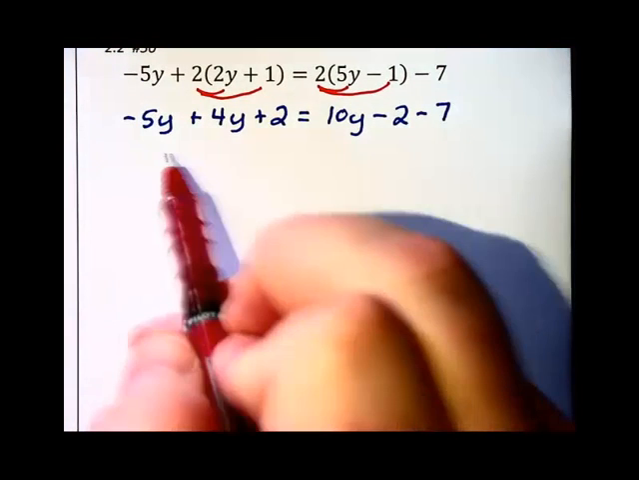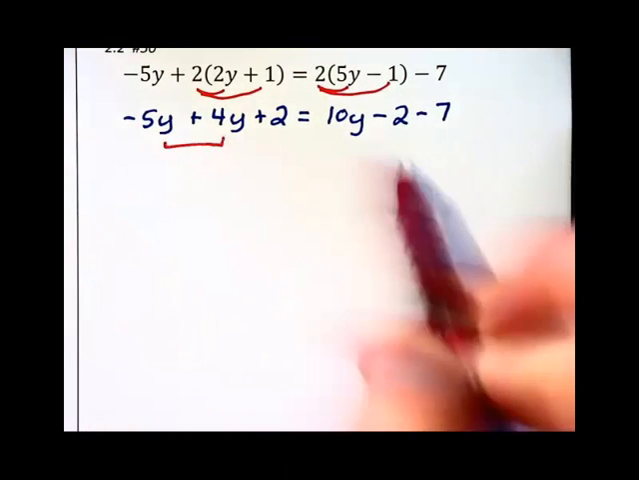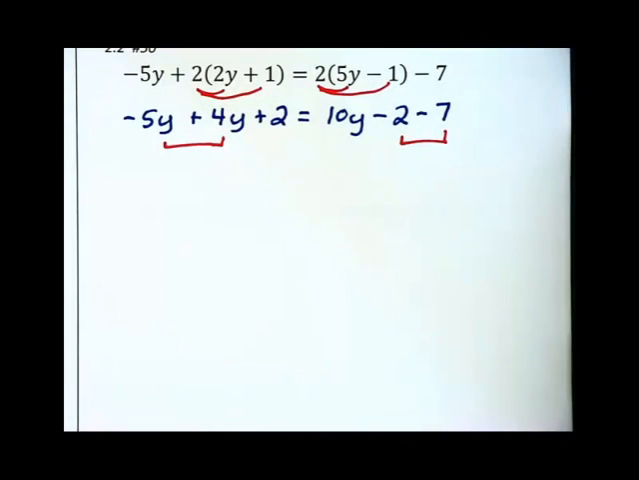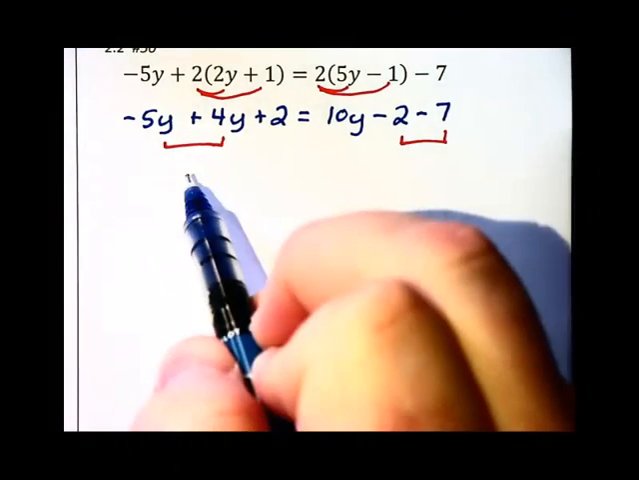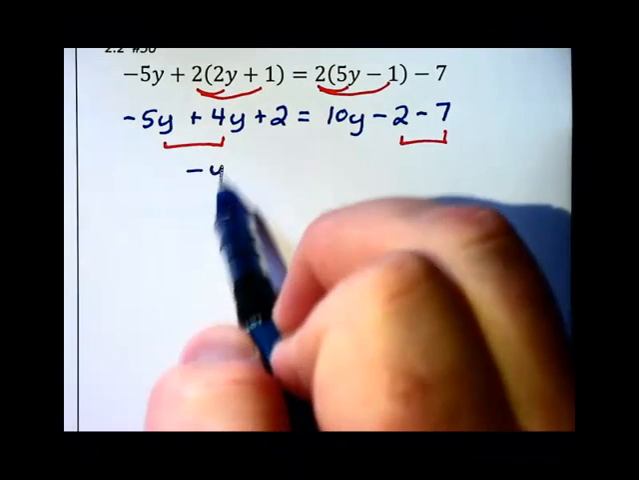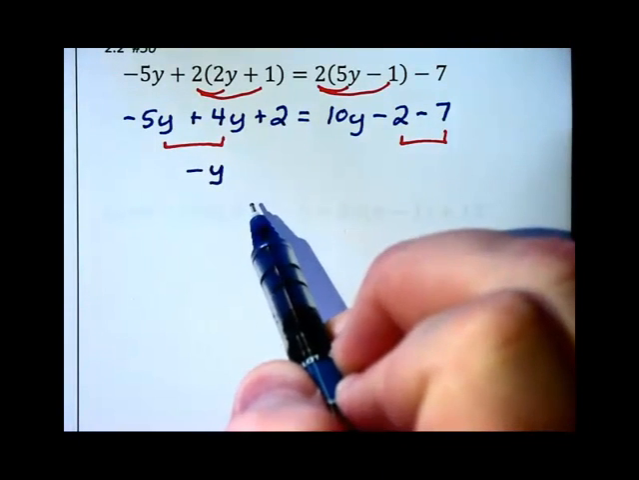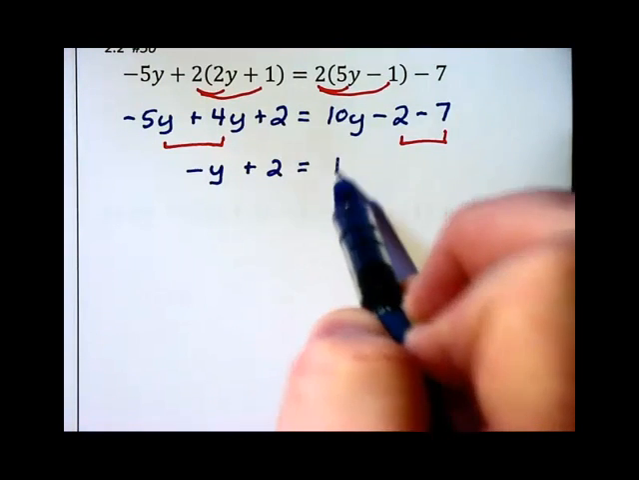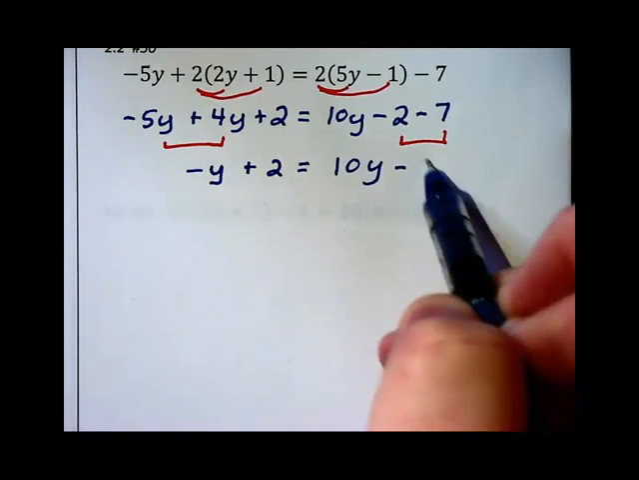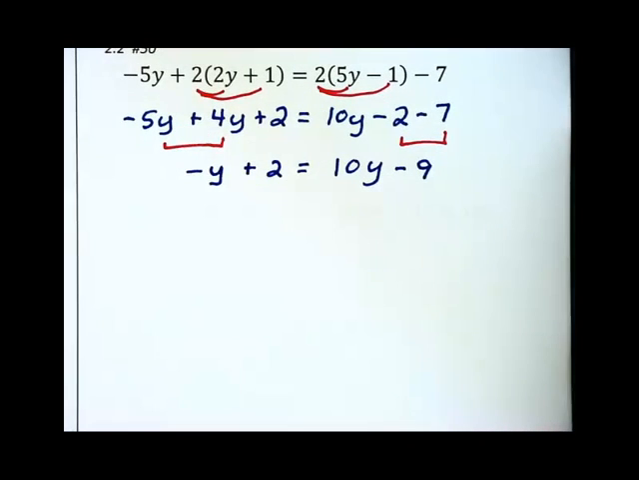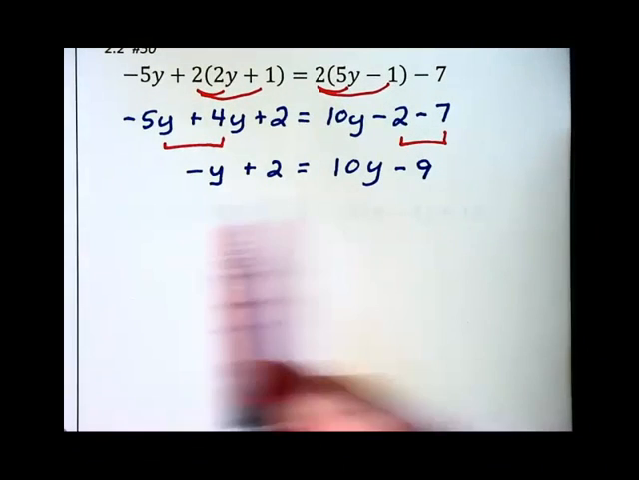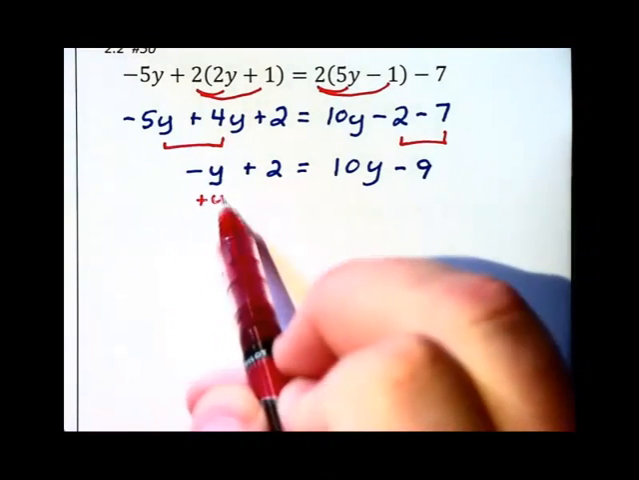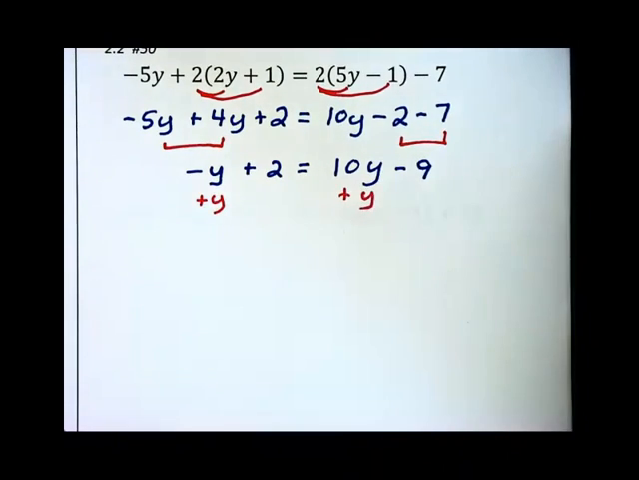Then we're going to combine like terms. On the left we have a couple terms with variables, and on the right a couple of constants that can be combined together. On the left we have negative y when we add the negative 5y and the 4y together, plus the 2 which we bring down, equals 10y minus 9. I now need to get all my variables to one side. I see there's more on the right. I'm going to add y to each side of the equation right now.